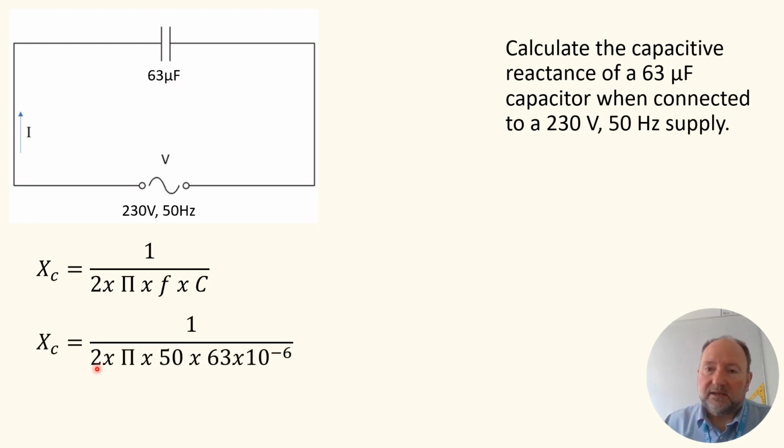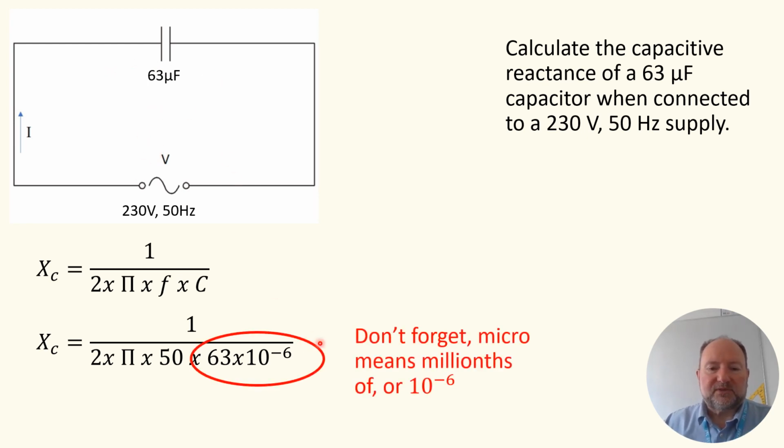So as I say, 2 is constant, pi is constant, F is the supply frequency, which is 50, and the capacitance is 63, but you see it says 63 microfarads. Very rarely will you find capacitance in farads or millifarads. It's generally in microfarads, nanofarads, or sometimes picofarads. As it's micro, it means times 10 to the minus 6. Micro means millionths, so it's 63 millionths of a farad.